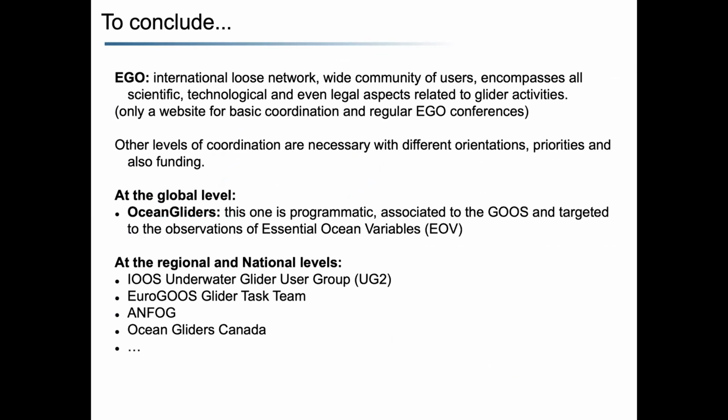To conclude, EGO is an international loose network, a wide community of users, encompassing all scientific, technological, and even legal aspects related to glider activities. Basically, it's only a website for basic coordination, and a regular EGO conference. It's really loose. And other levels of coordination are necessary with different orientations, priorities, and also sometimes funding. At the global level, we have OceanGliders. This one is very programmatic, associated with the GOOS, and targeted at the observation of essential ocean variables. So it's limited in scope compared to what we can do with gliders in general, but it's very useful to get visibility for gliders in the GOOS.